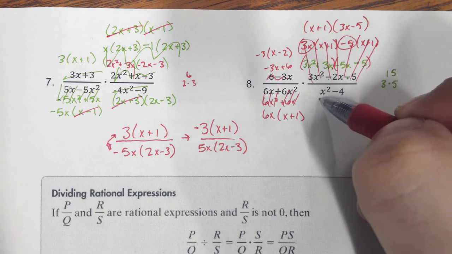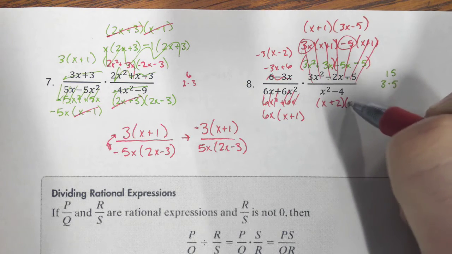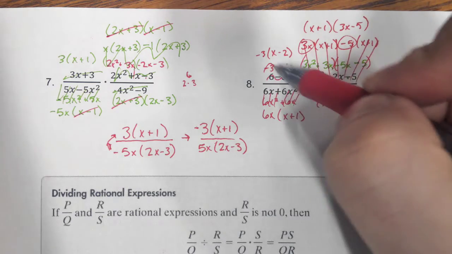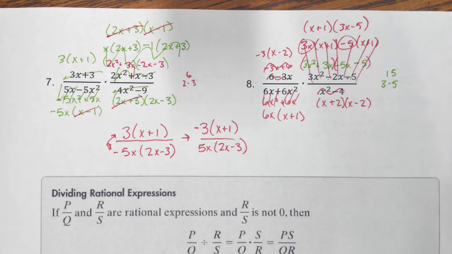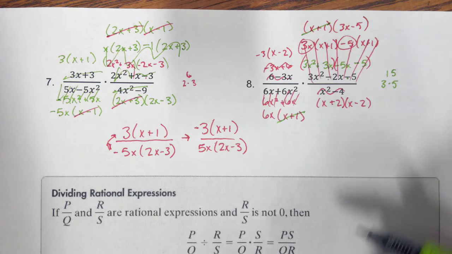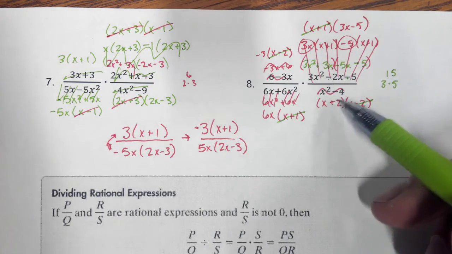So the square root of x squared is x. The square root of 4 is 2. So it's going to be x plus 2 times x minus 2. All right, so I've done all that. Now I just look for things that match on top and bottom, and I cross them out. The first thing I notice is the x plus 1s. They match. I also see the x minus 2s. They match.